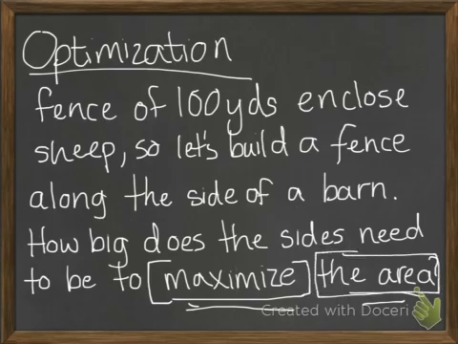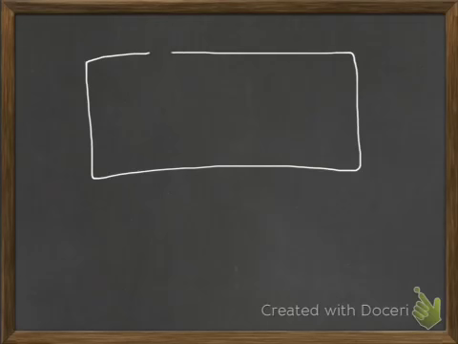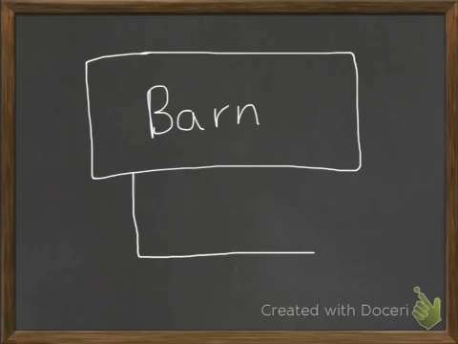So let's draw a picture to get a better idea of what we're talking about here. Say we have a barn. We're going to go ahead and label it so we don't get confused. And we're going to build a fence along the side of it. And we're going to label each side. We're going to label this side X, since they're both the same side, and this side Y.